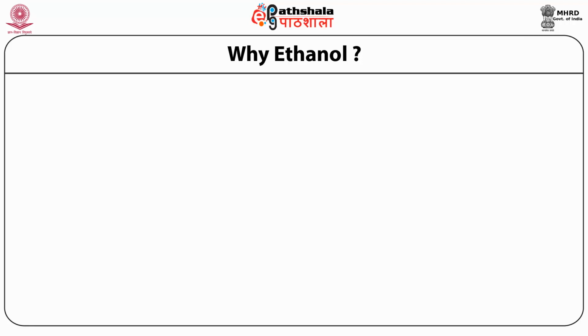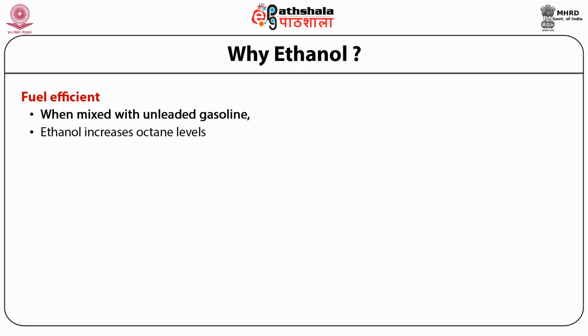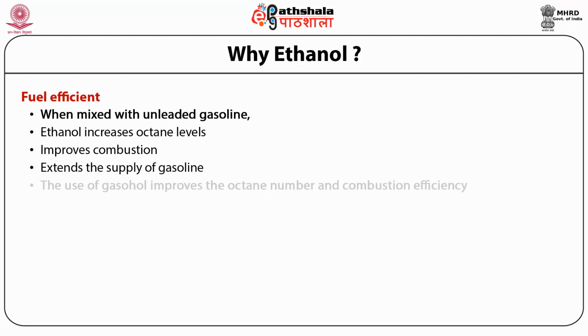We have chosen ethanol because ethanol is a very fuel efficient molecule. When ethanol is mixed with unleaded gasoline, it increases the octane level of the fuel, it improves combustion of the fuel, and ethanol extends the supply of gasoline. Therefore, the use of gasohol improves the octane number and combustion efficiency.